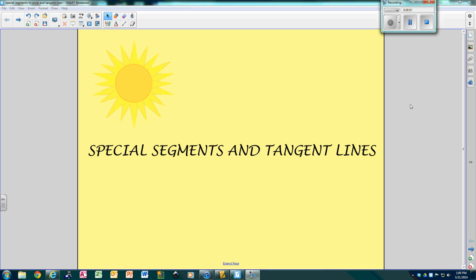Alright guys, so we're doing circles still today, and we're still working with those secants and the tangents. The only thing today is we're not going to focus on the angles as much as we're going to focus on the actual segments. So there are some more formulas you're going to have to know. So let's go ahead and get started. First we're going to do special segments.